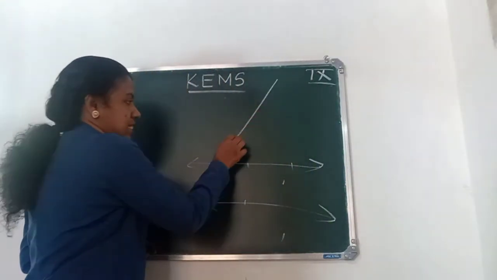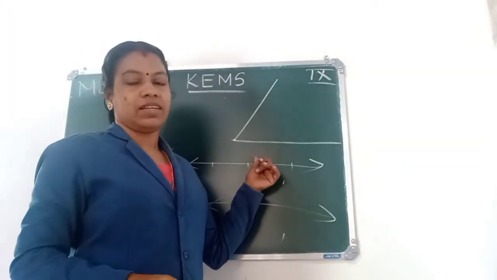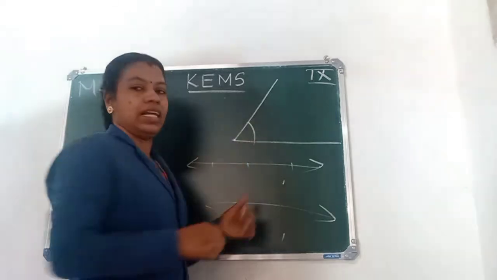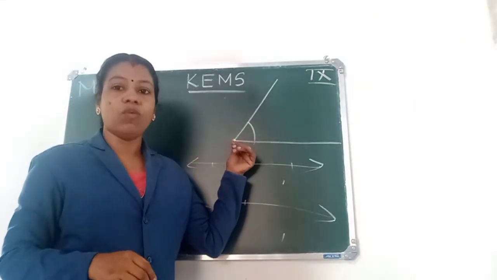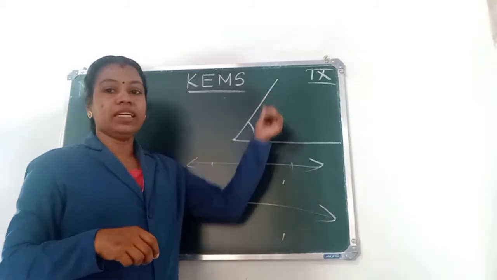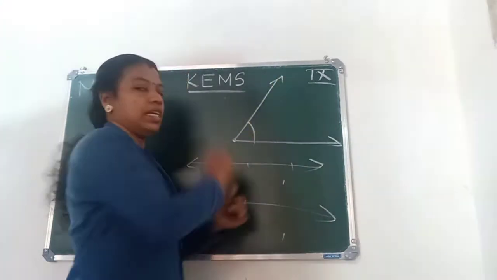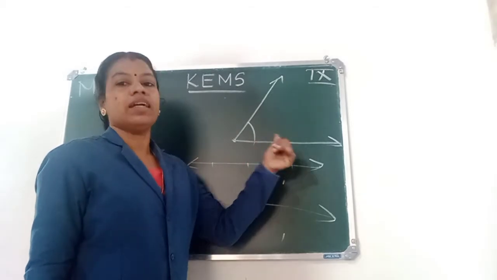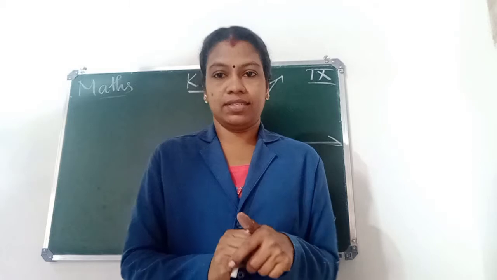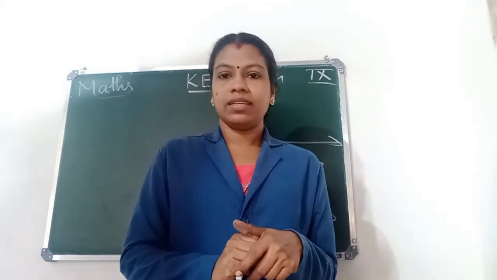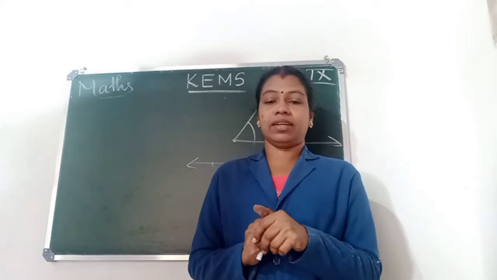When two rays intersect at a common point, then there is an angle. The common point is called the vertex of the angle, and these two rays that intersect at a point are called arms of the angle. Clear? Yes. Now, different types of angles.